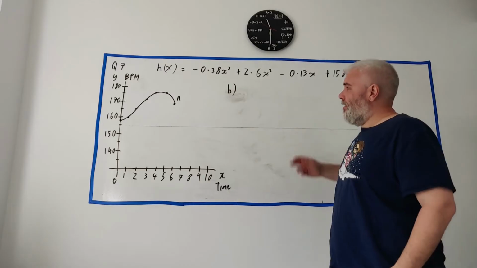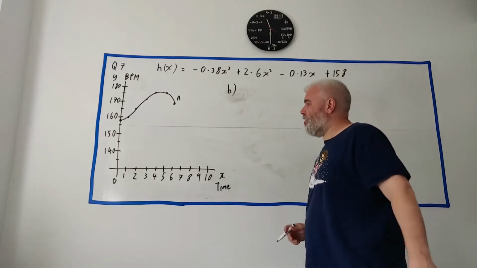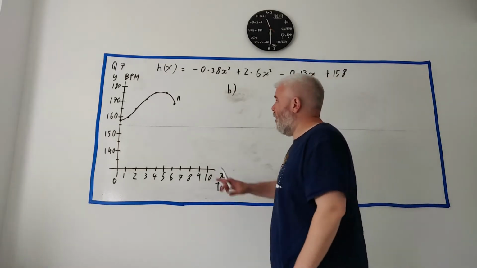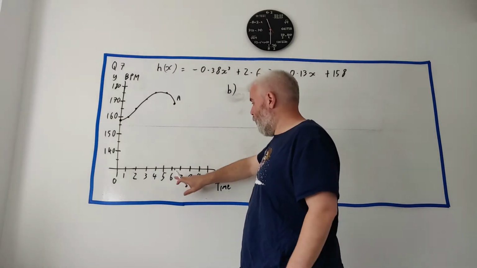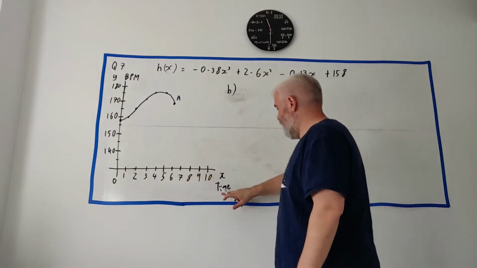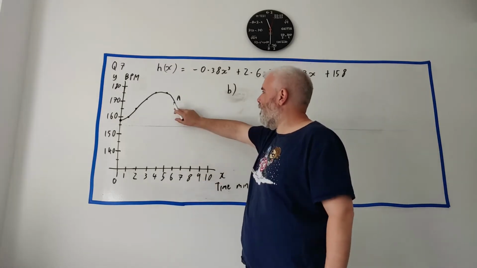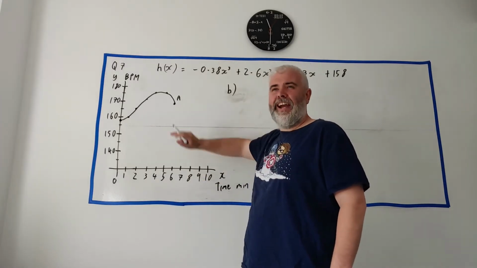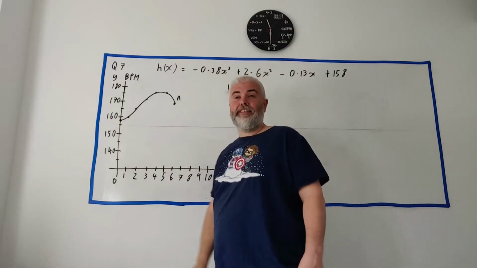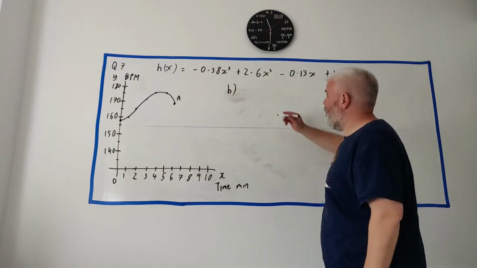They want an English sentence here. They want you to say something along the lines of, it is 6 minutes into his run. So here's 6 minutes, the time was in minutes. It's 6 minutes into his run, and his heart rate is at 169. That's all. They want some sort of English of that.